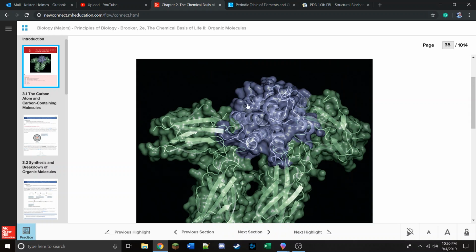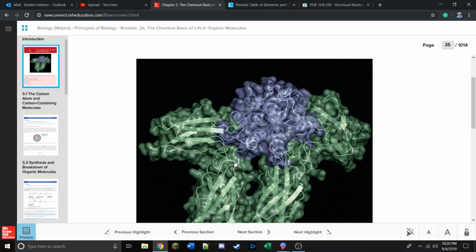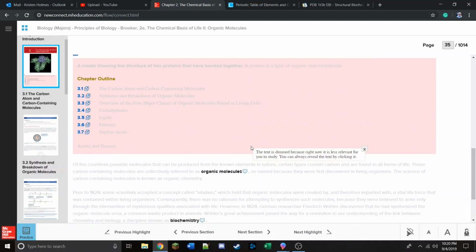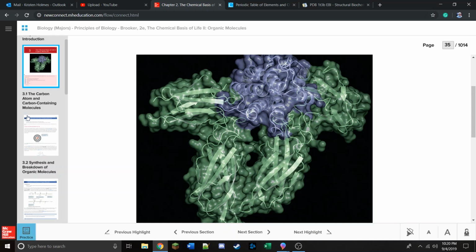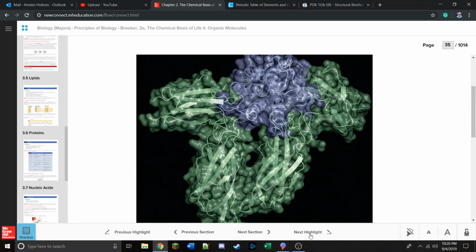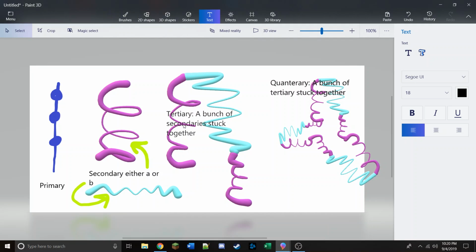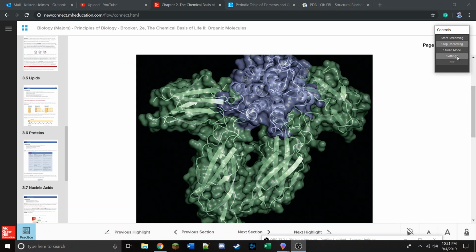You can kind of see, like, here's those little twisty A helix structure things, and I guess, maybe. Did I actually say what this is? Yeah, a model showing two proteins that have been bonded together. And what does that make it? That word I can't pronounce. Well, alright, I'm gonna just stop.